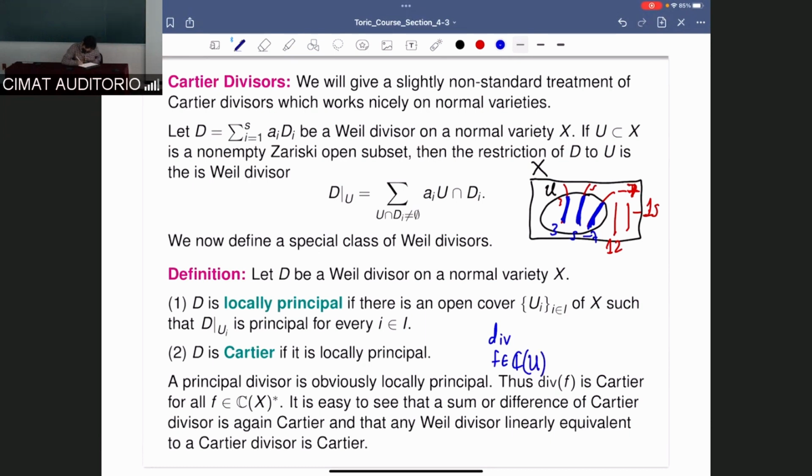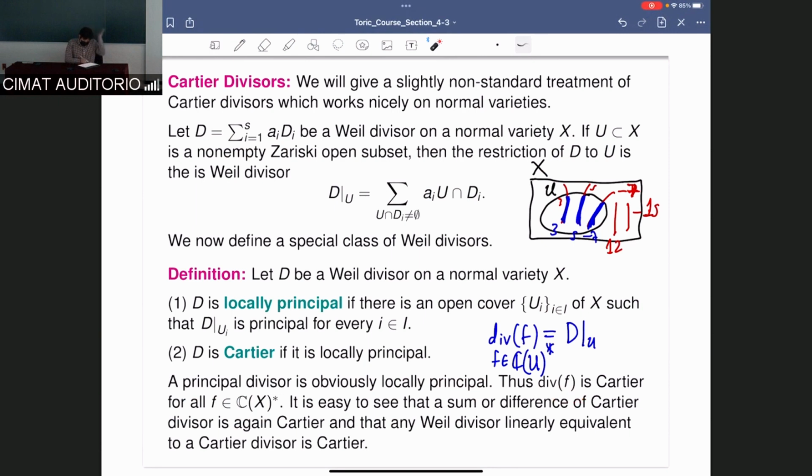So you can see u like this star, like a rational function in that u, and you take this, and you get your d restricted to u. So you have a cover where this happens. And not all divisors, not all Weil divisors do that. They are not all locally principal. Those who are, we call a Cartier divisor. And a principal divisor is locally principal because I can take the cover as the whole thing. A cover by one patch, that is the whole X itself. It satisfies the definition.